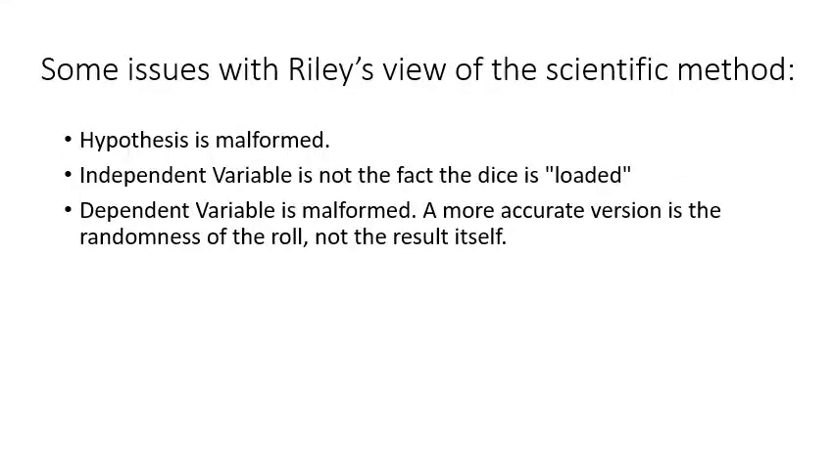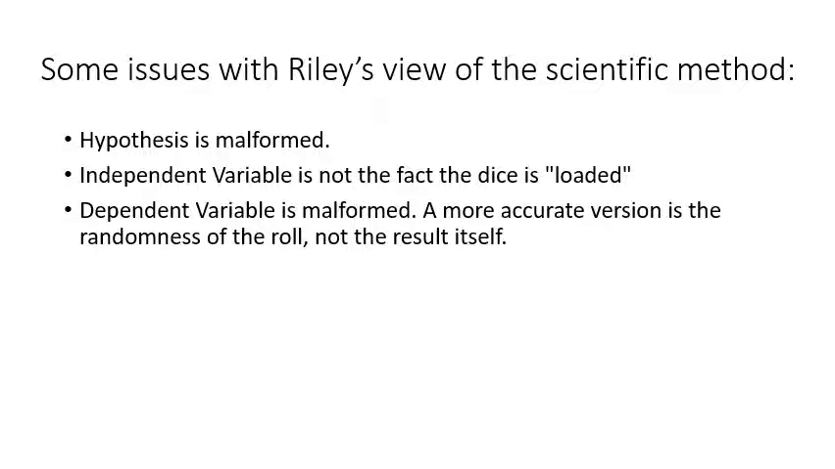Some issues with Riley's view of the scientific method. Loaded dice. Hypothesis is malformed. Result of the dice variable is not the fact the dice is loaded. Disassemble the dice to verify dice are weighted. A more accurate version is the randomness of the roll.